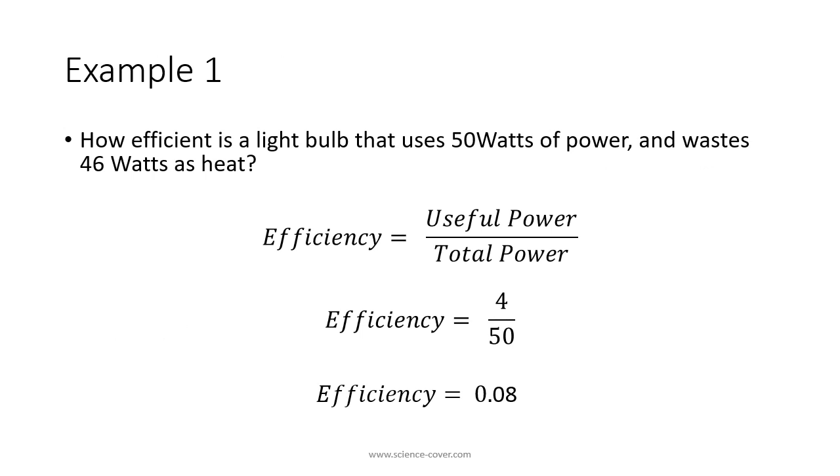Example 1. How efficient is a light bulb that uses 50 watts of power and wastes 46 as heat? Well, the first thing to do is to calculate the useful power. So we're putting in 50 and we're wasting 46 as heat. So that must mean that 4 watts is used as useful power. So I can now place this into the equation. The useful power divided by the total power will be 4 divided by 50, which gives me an efficiency of 0.08.